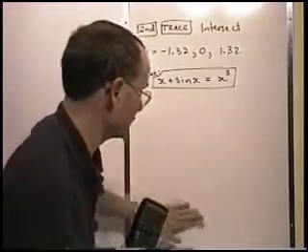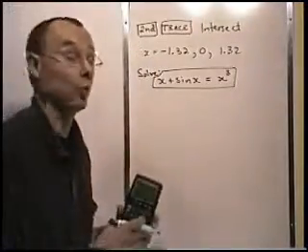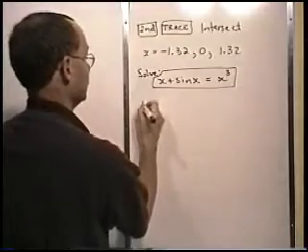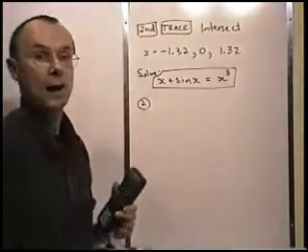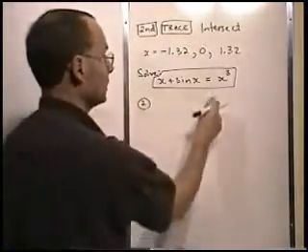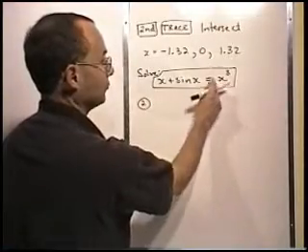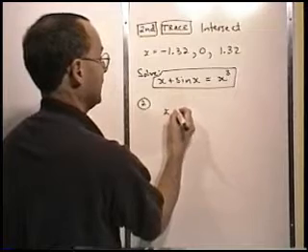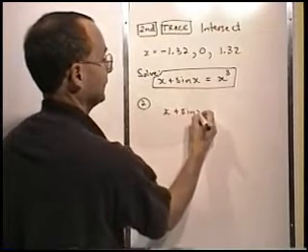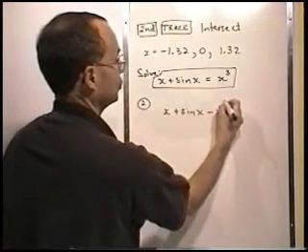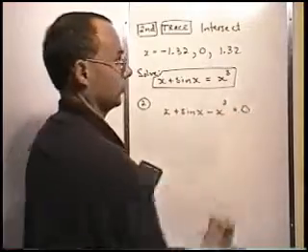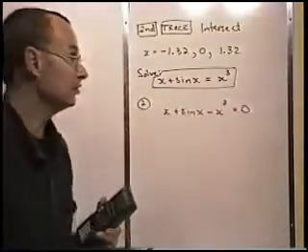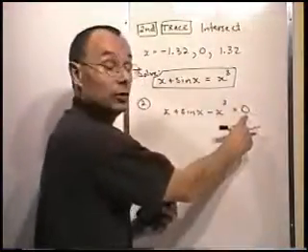For the second strategy, I'm going to do it with only one equation. So this is strategy number 2. I'm going to do a little bit of algebra here. I'm going to move x cubed to the left side. So it looks like this. X plus sine x minus x cubed equals 0. The key to this strategy is that I've made it equal 0.